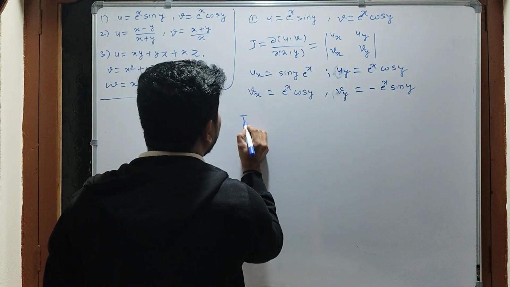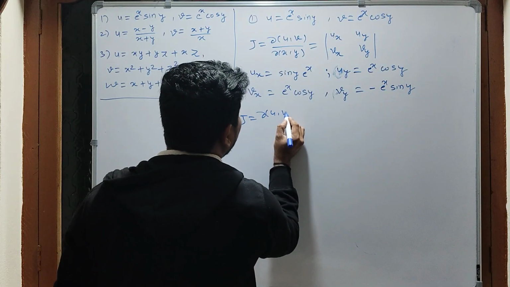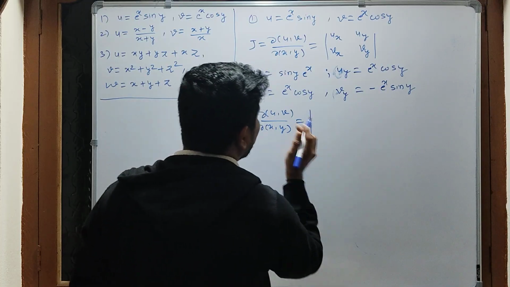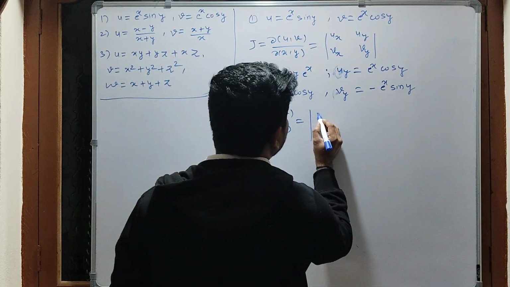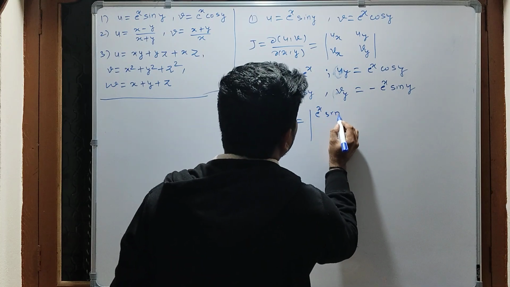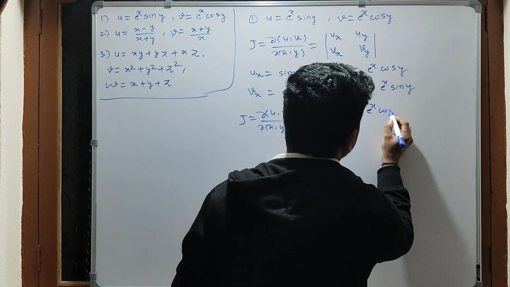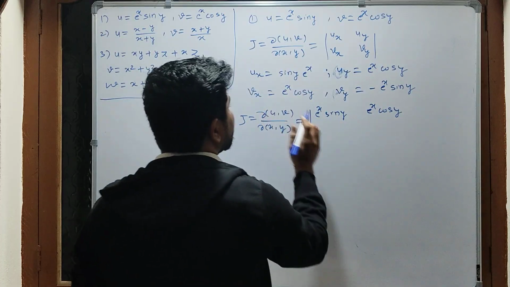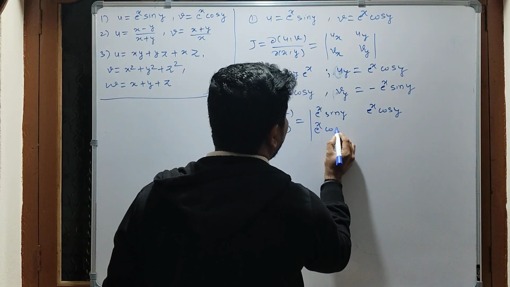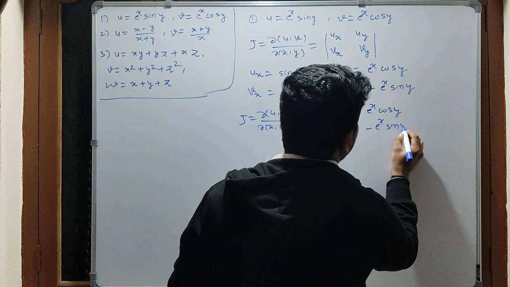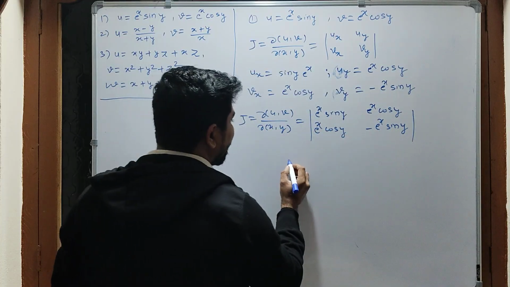Therefore the Jacobian equals the Jacobian of u, v with respect to x, y, which is equal to: here u_x is e power sin y and u_y is e power x cos y, v_x is e power x cos y, v_y is minus e power x, this is sin y. Now take the determinant of this.